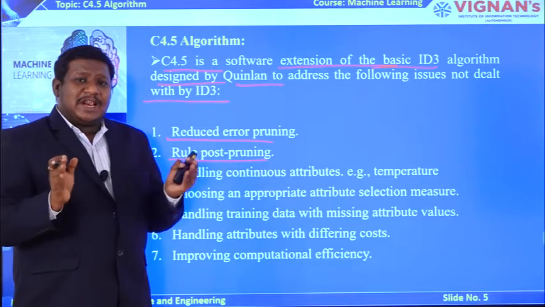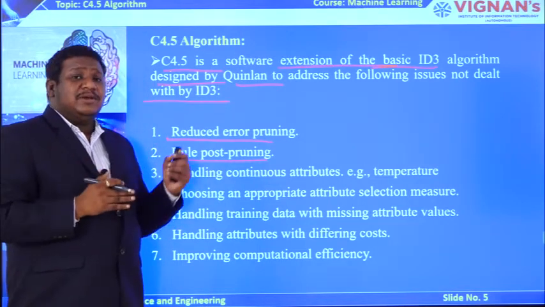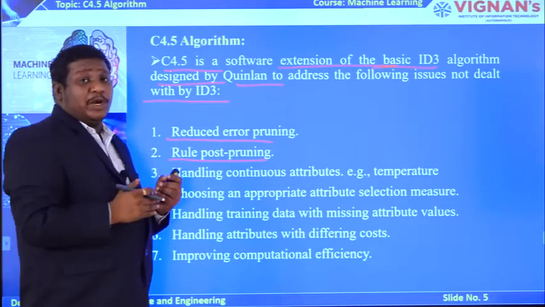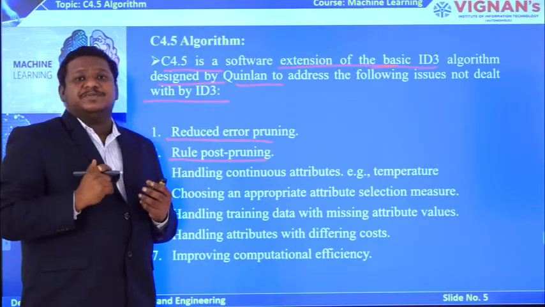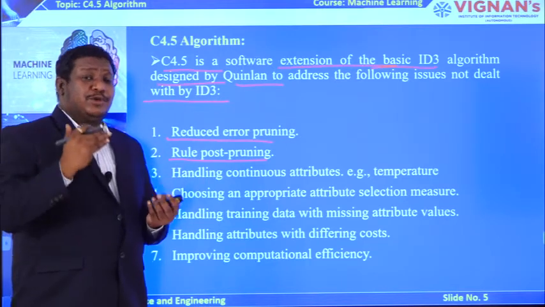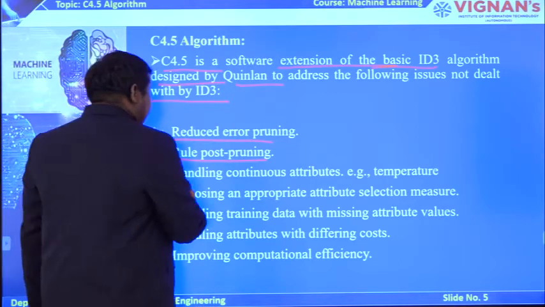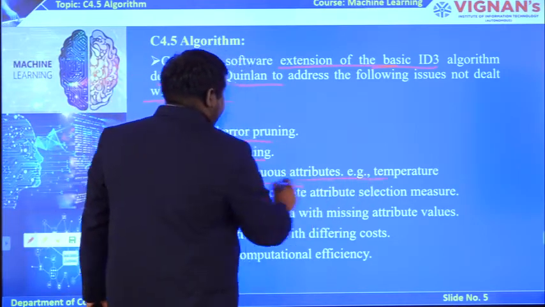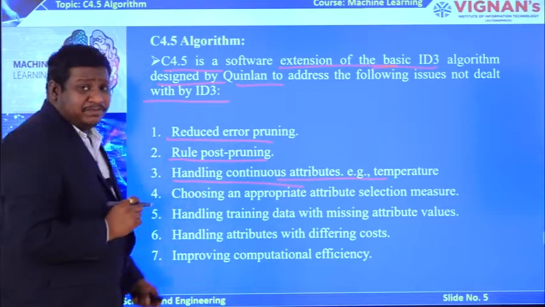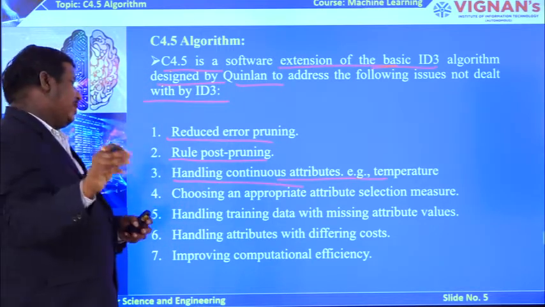By these decisions and attribute selection, we are going to generate the rules, and here by using C4.5, we are going to prune the rules also. Not only errors we are going to prune, but also the rules by using C4.5. Similarly, handling continuous attributes like temperature, where the temperature value is a continuous value, it always varies, it is not fixed.